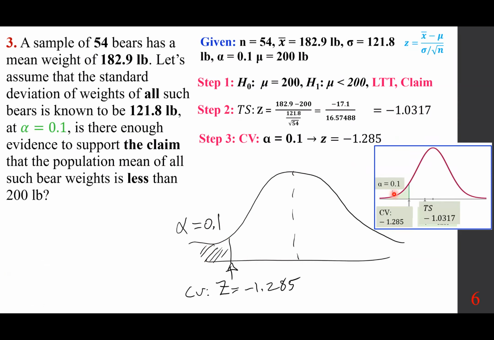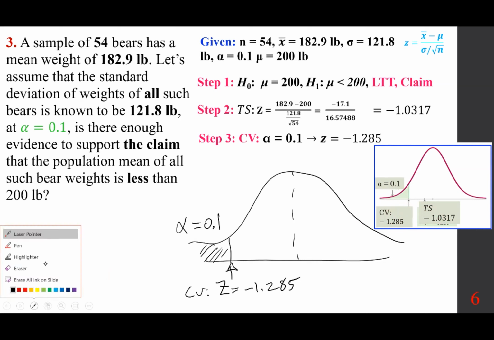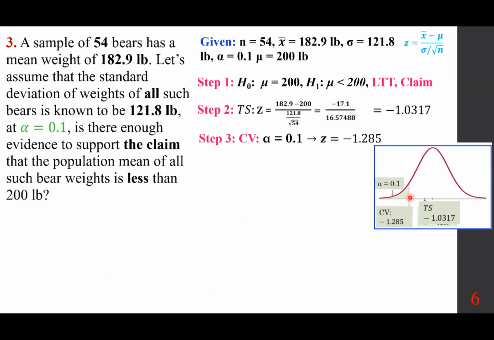So let's do this graph and let's clean this up. So this is your critical value. Alpha is 0.1, CV is negative 1.285, and this is not to scale. And this is your test statistic of negative 1.0317. And that, compared to this point, is in the non-rejection region. So this is alpha, negative 1.285 is this, and the test statistic is somewhere here. Okay.